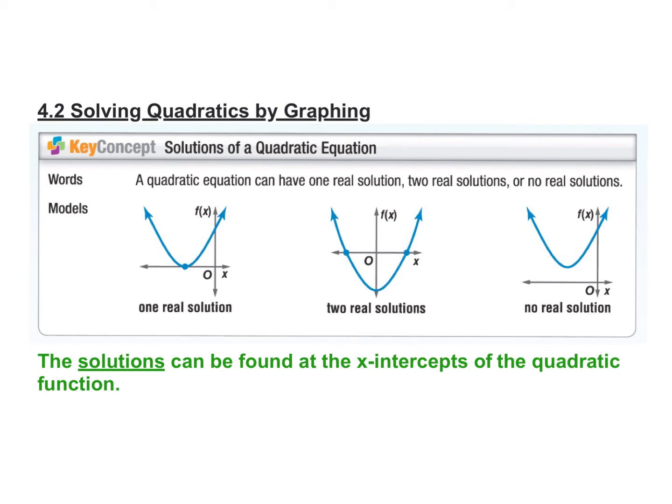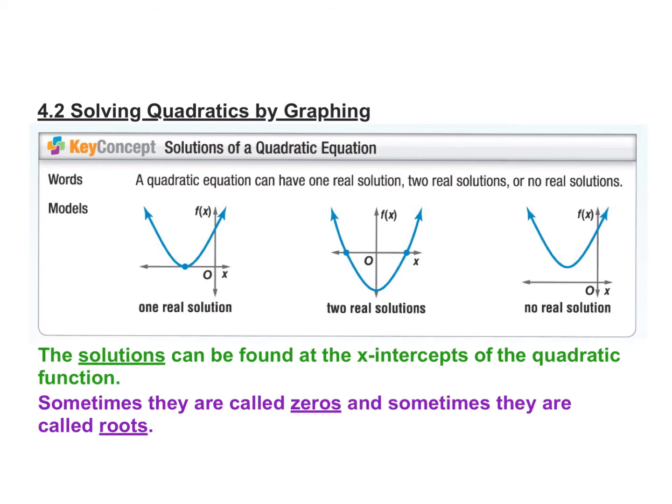Now, there's some other terminology that will be used throughout the course of this chapter and throughout the course of math. So they can be called solutions. That's one thing that they can be called. They can also be called zeros, and sometimes they're called roots. They all mean the exact same thing and could be used interchangeably. So if they're asking you for the roots of a particular equation, they are asking for the solutions. If they're asking for the zeros, they are asking for the solutions. If they ask you for the solutions, they are also asking for the roots. Any of these words can be replaced with the other, and they mean the exact same thing.